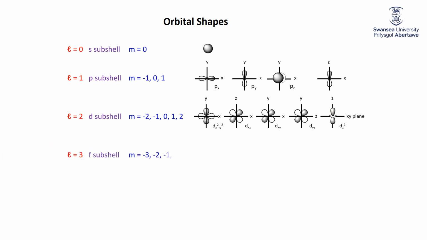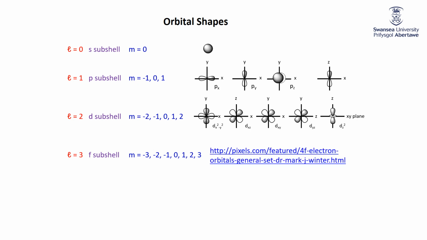If L is 3, it's an F subshell. 7 possible values. I'm not good enough on the computer to draw them. But at least earlier this year, there was a really nice little link that you can go to get the pictures of those. I do expect you to be familiar with the pictures of F, but to know the pictures of S, P, and D very, very, very well.